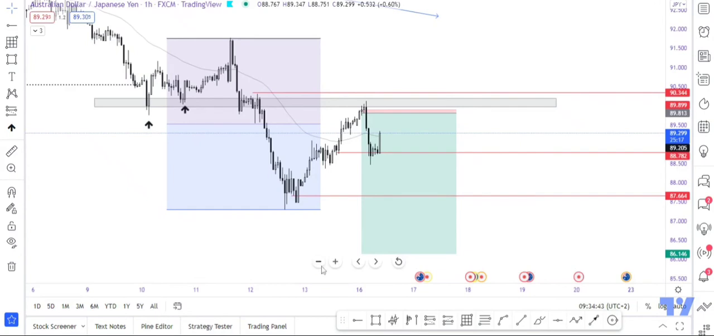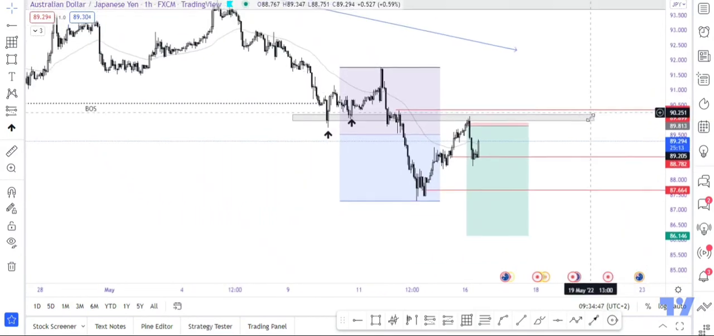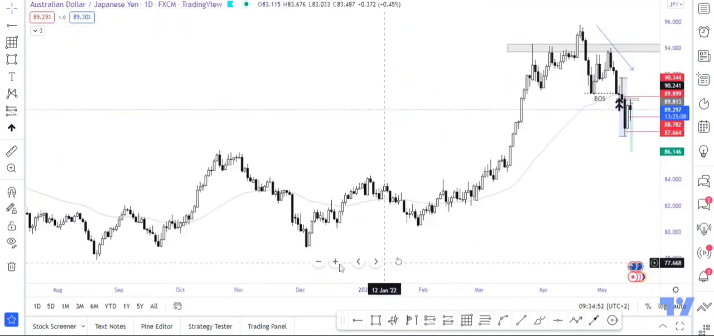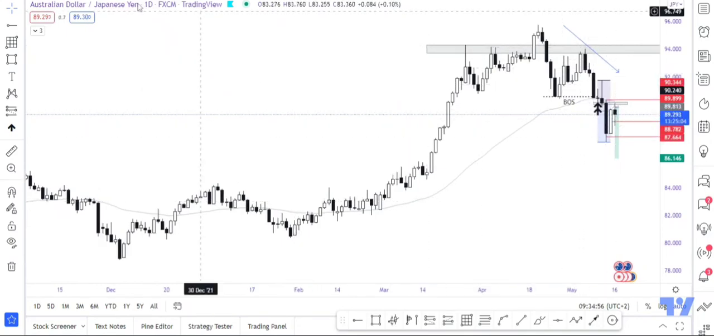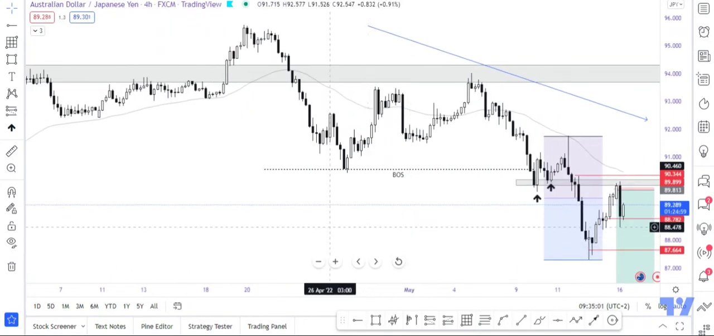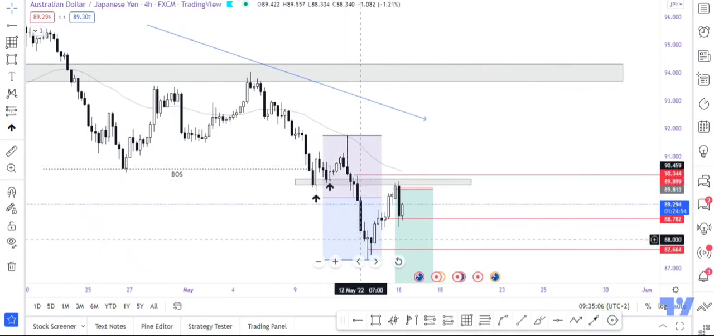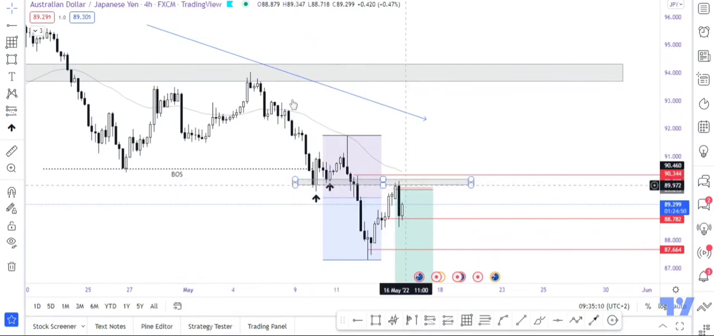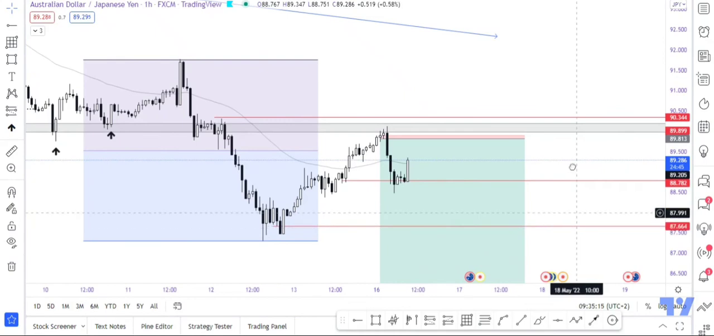So this is my trade on Aussie yen today. Pretty much we had a shift in direction on the daily time frame. We had the head and shoulders pattern on the daily time frame, and then after that we had the break of structure, and then we went to the 4 hour time frame where we identified recent price action and also identified the area where we want to take the trade from, the area of interest, and then went to the 1 hour time frame where we executed the trade.